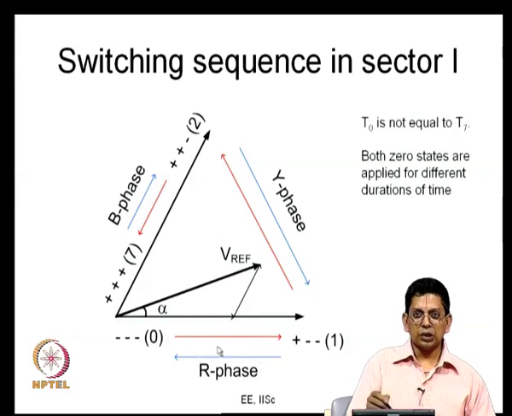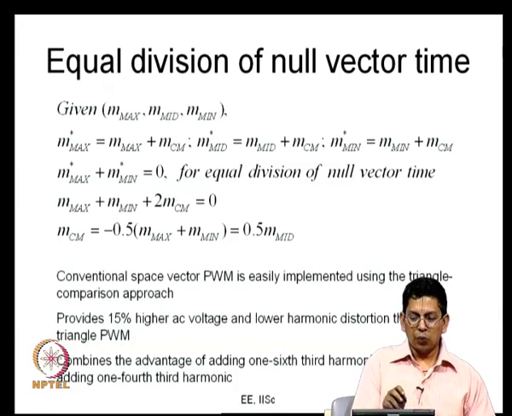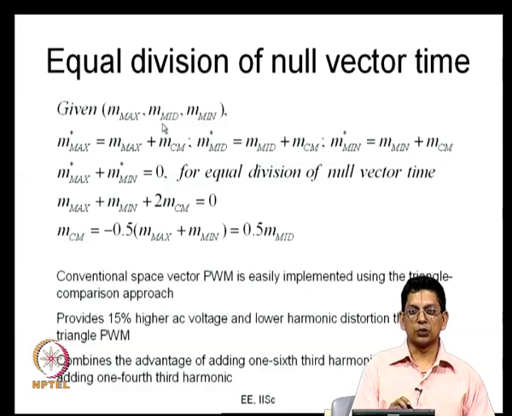This is how the switching sequence goes, as I just mentioned, but the only thing is T0 is not equal to T7. If you want to make the null vector times equal, this is what we are coming to. Let us say MR, My and MB: MR turns out to be the maximum value, My turns out to be the middle value and MB turns out to be the minimum value. This is in sector 1. In different sectors, different phases will be the middle. If you go to sector 2, for example, R phase will be the middle value. If you go to sector 3, Y phase will be the middle, then B phase would be the middle value, and so on and so forth.